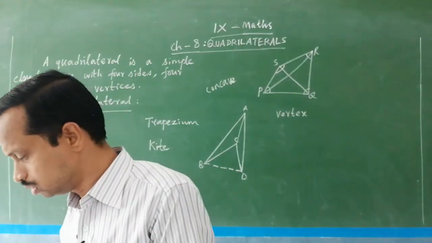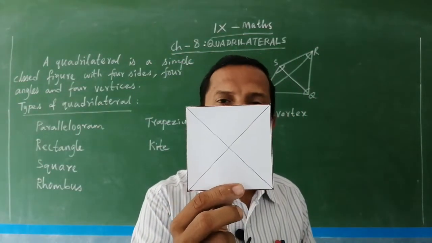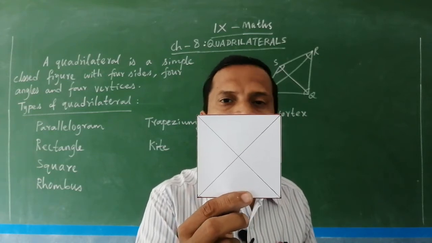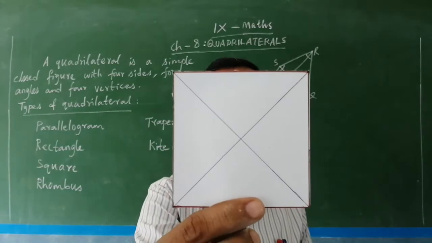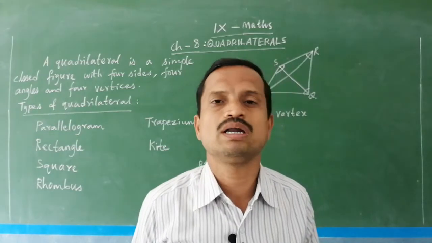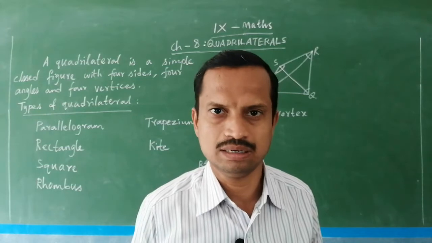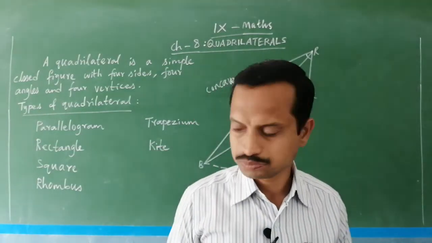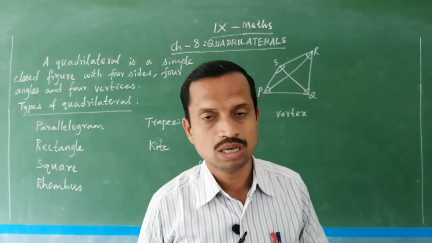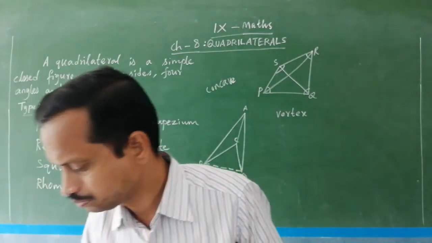And next, coming to the square: all sides equal, diagonals also equal in length, each angle is 90 degrees. So this is called square. So I am telling about the properties of a quadrilateral, that is, about sides, angles and diagonals. Clear? So you have to be very clear about this, then only we can move to the theorems, proofs and also the exercise problems. Okay. And now coming to the next one, rhombus.